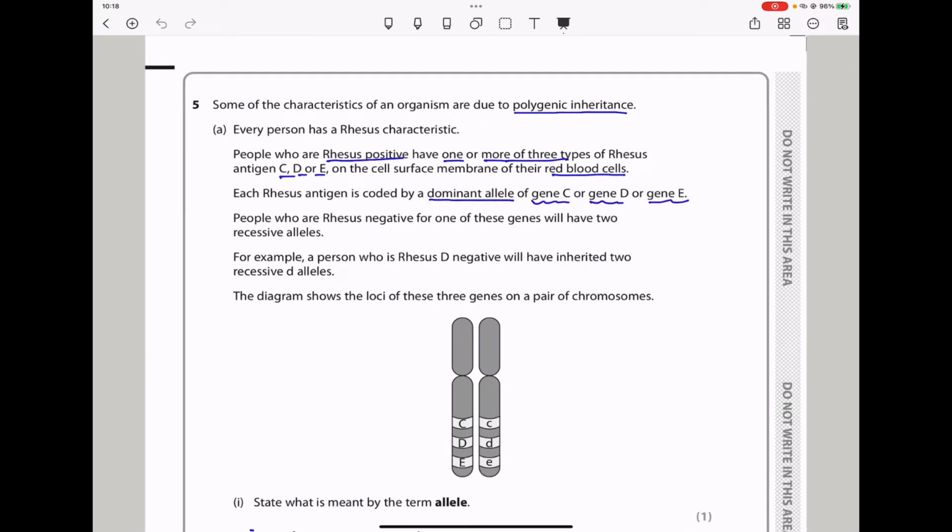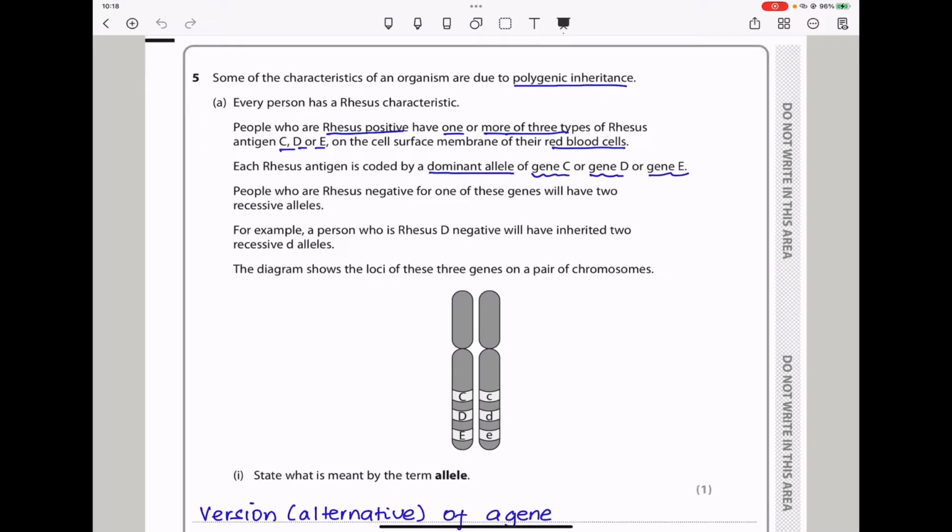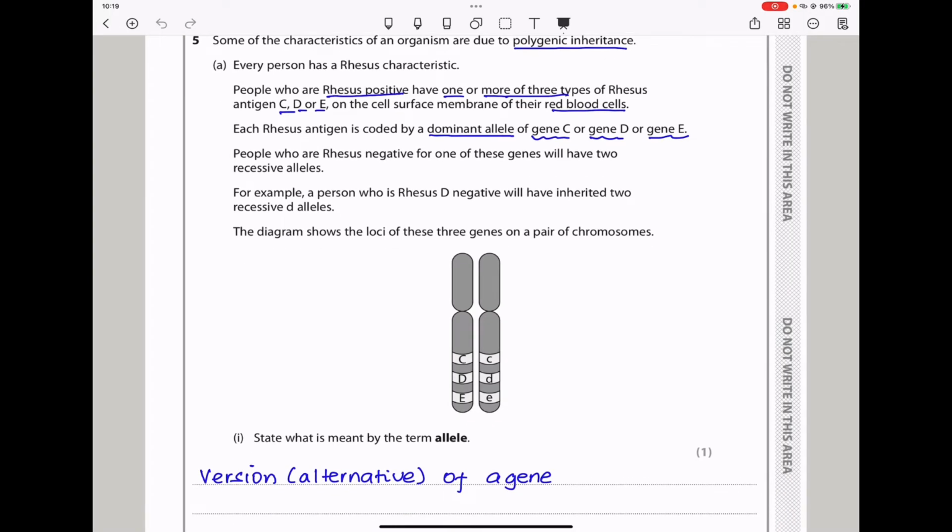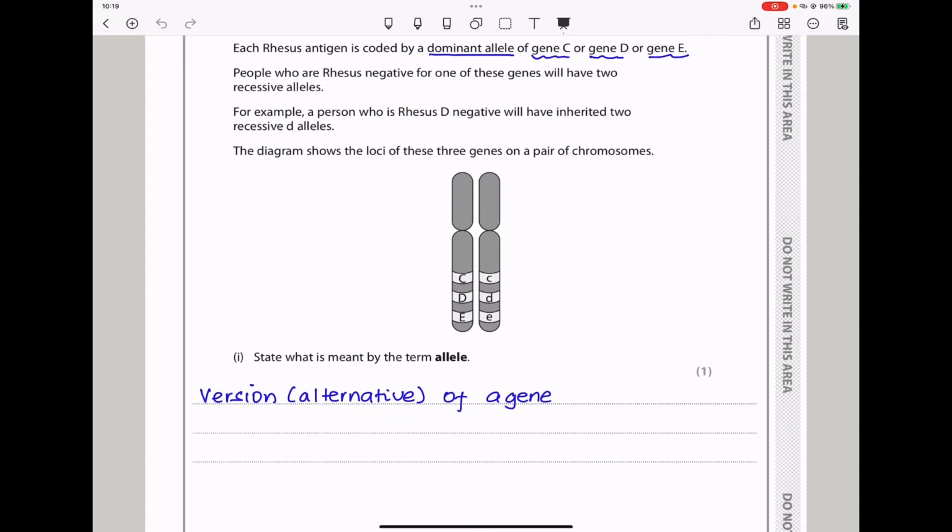Question 5. Some of the characteristics of an organism are due to polygenic inheritance. Every person has a rhesus characteristic. People who are rhesus positive have one or more of 3 types of rhesus antigen. There is C, D, or E on the cell surface membrane of their red blood cells. Each rhesus antigen is coded by a dominant allele of gene C or gene D or gene E. People who are rhesus negative for one of these genes will have 2 recessive alleles. For example, a person who is rhesus D negative will have inherited 2 recessive D alleles. The diagram shows the loci of the 3 genes on a pair of chromosomes.